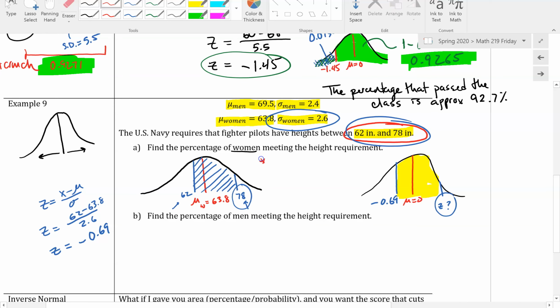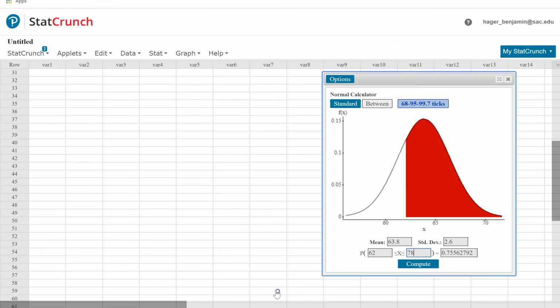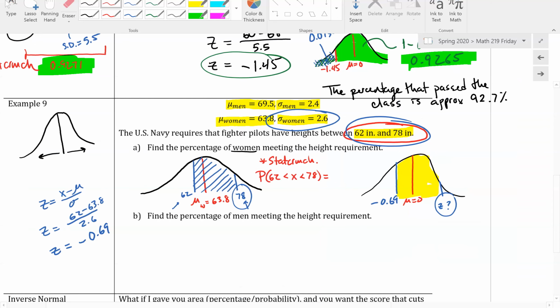So on StatCrunch, the probability of getting some data value, and notice I'm not using a z because it's not a z-score. I'm using data values, 62 and 78. That was 0.756, so 75.6%.